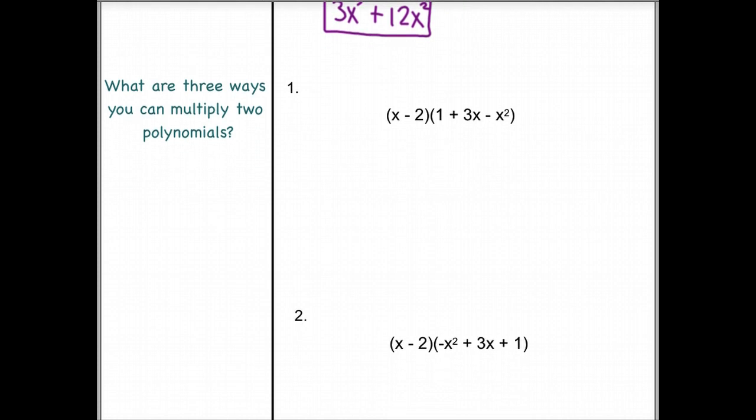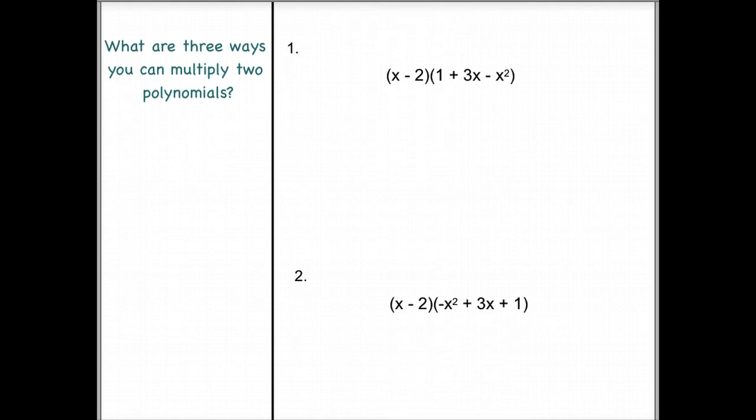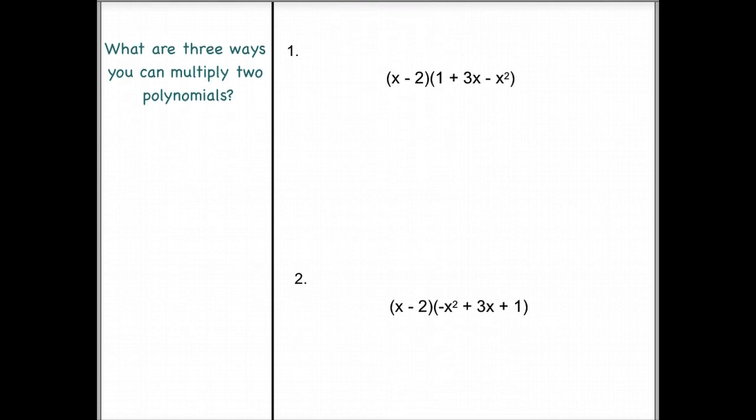But the real question we had today was, how do you multiply two polynomials together? So there are 3 different ways we can do this. The first is when we multiply horizontally. So what we're going to do here is do kind of the same thing. We're going to distribute this to each.